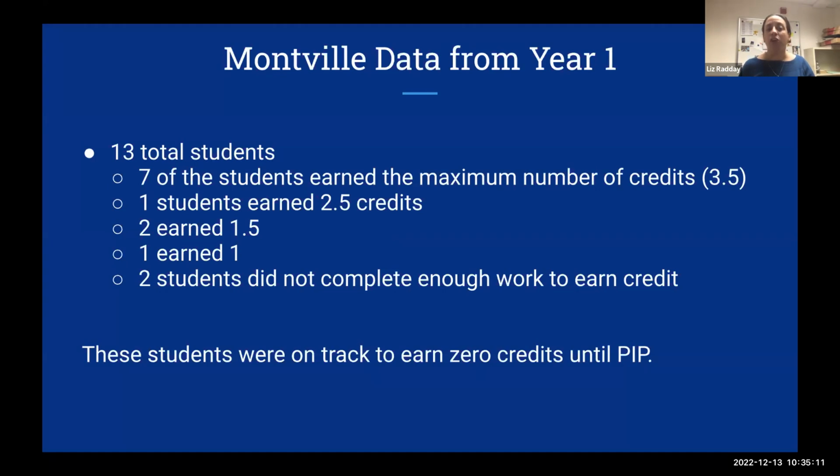So there were 13 students that were selected to participate. 7 of those students, so more than 50%, earned that maximum of 3.5 credits. 1 student earned 2.5 credits, 2 earned 1.5 credit, 1 student earned 1 credit. So only 2 students did not complete enough work to earn any credit. So remember, these were kids that were going to get nothing.